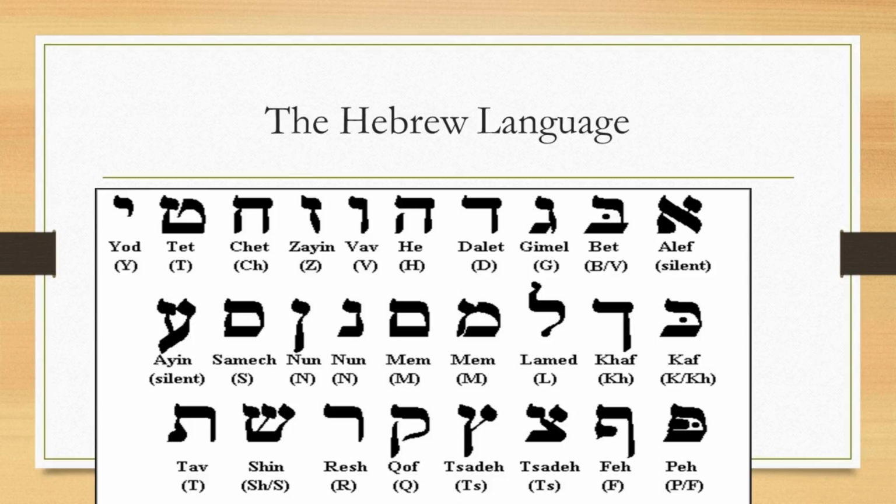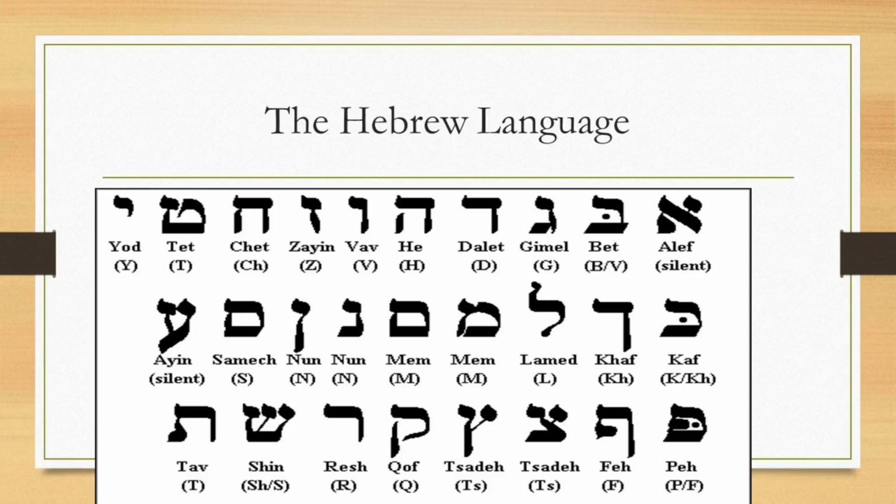Tzadeh, Kaf, Resh, Shin, and then Shin, Sin. In modern Hebrew, there are two different letters. There's a little vowel, or a little dot, that gets put in to distinguish between Shin and Sin, and then Tau is the last letter. So just a little bit about the Hebrew language so that you're kind of aware of the differences there.